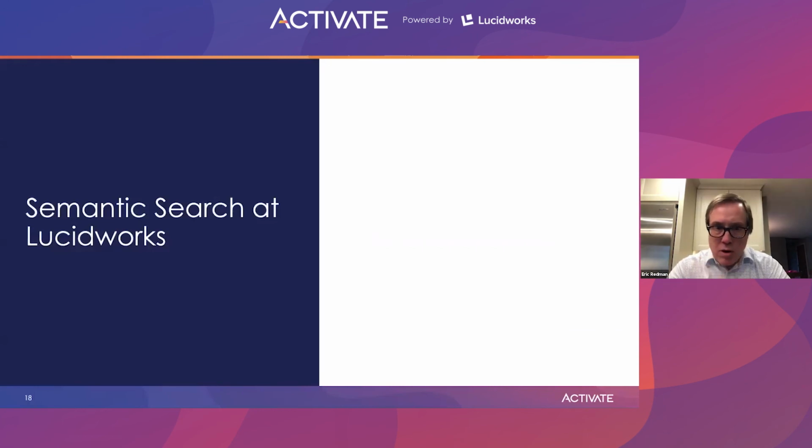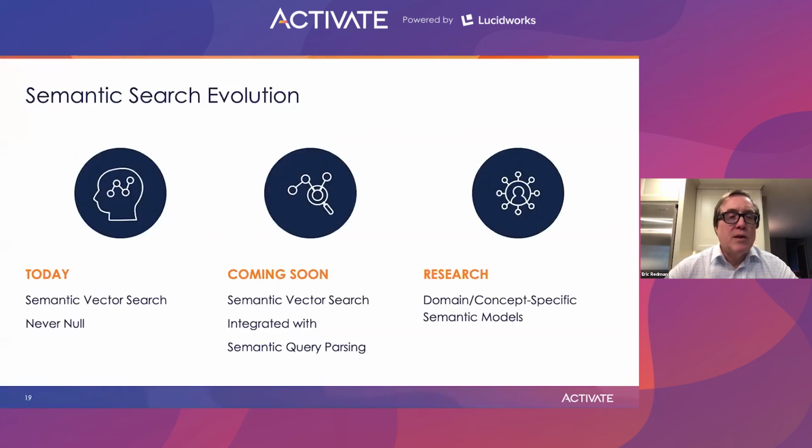So what's our opinion? I've given a lot of options, you could do this, you could do that. Well, it's time to give an opinion, and here's our take at Lucidworks. Today we have an implementation of semantic vector search, and we have a particular solution for zero results or low performing queries that we call Never Null. Never Null is an implementation of semantic vector search. And we can help you with other applications of semantic vector search. That's what we have today.